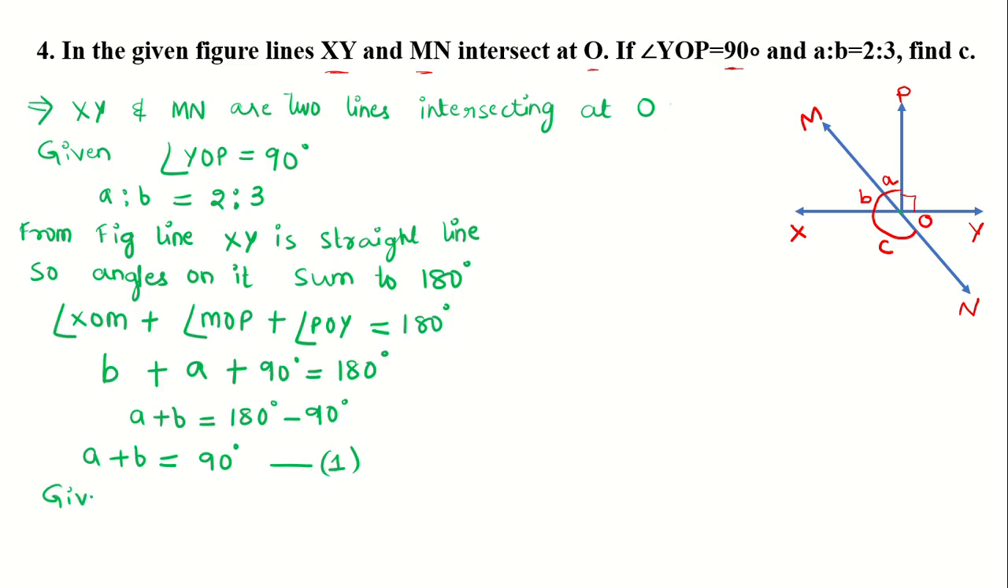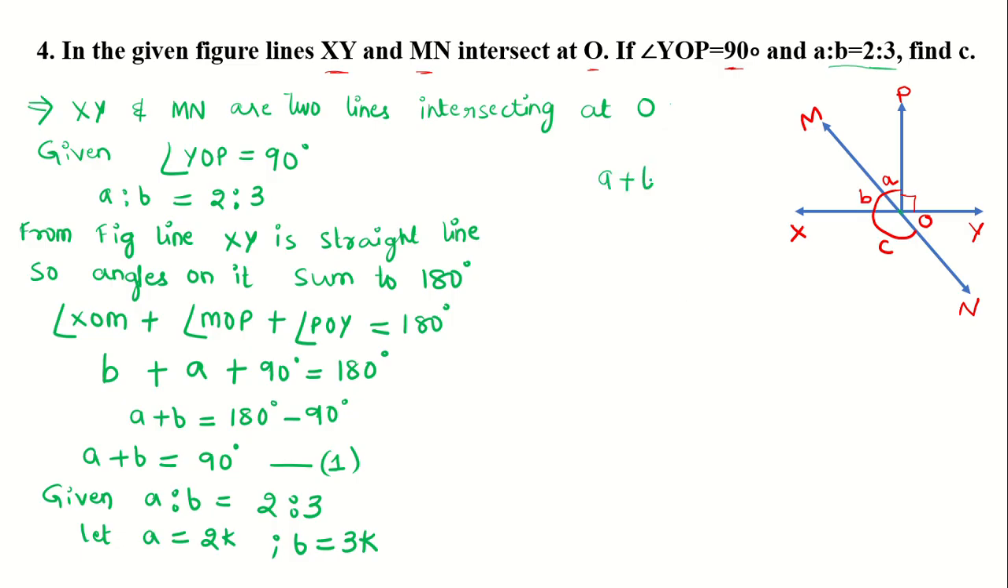Now, it is given that A and B are in the ratio 2:3. Look at the question. In the question, it is given that A and B are in the ratio 2:3. Now, let us assume that A equals 2K and B equals 3K. As you have got A equals 2K and B equals 3K, substitute these values in equation 1.